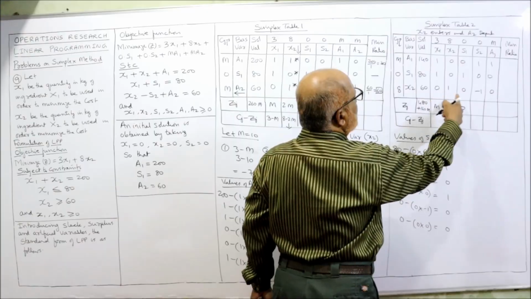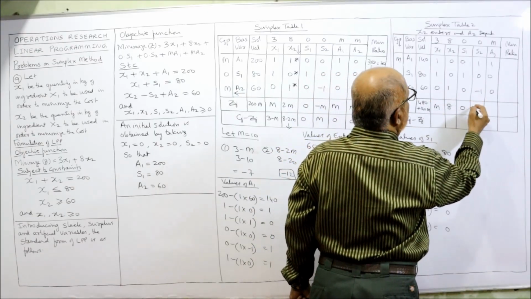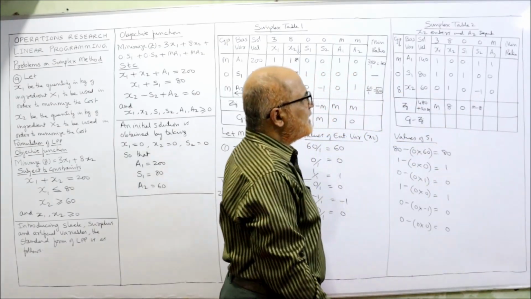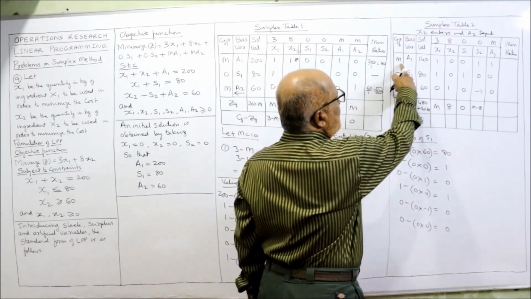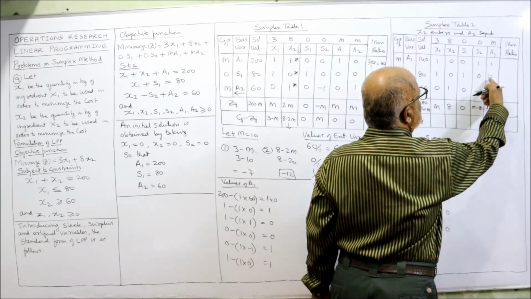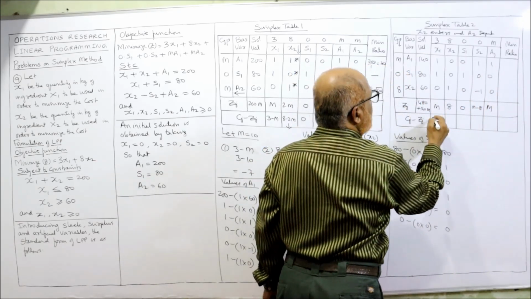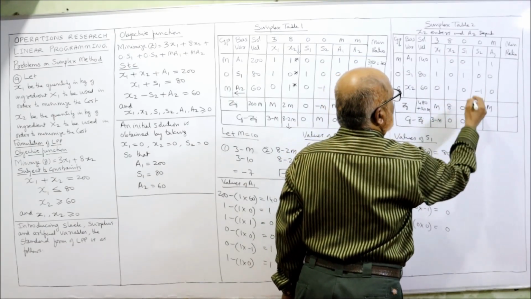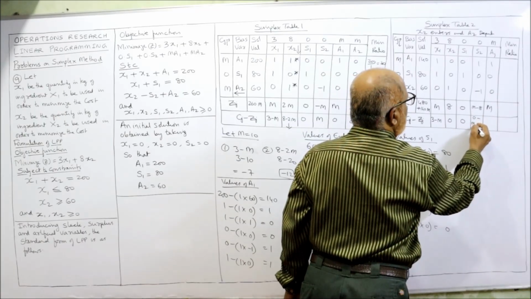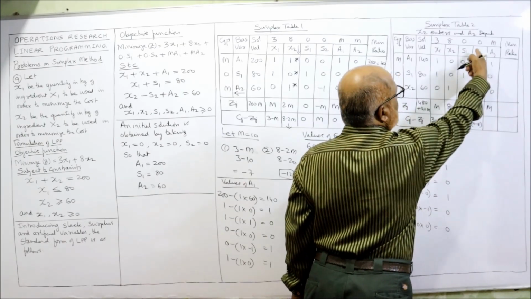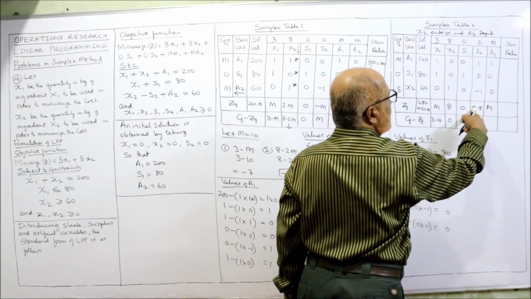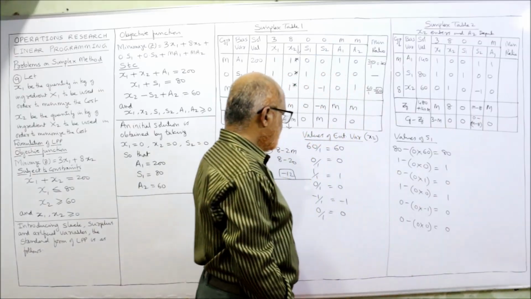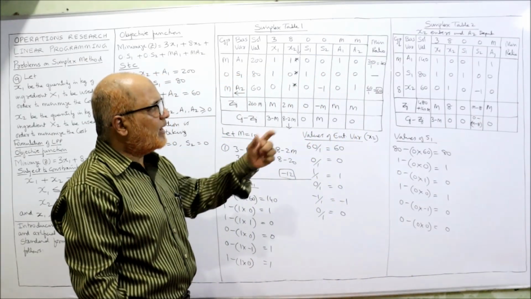Then 0 minus 8. So M minus 8. 8 into minus 1 is minus 8. So M minus 8. M into 1 is M. Remaining 0, 0. Now subtract 3 minus M. Then 8 minus 8, 0. 0 minus 0, 0. 0 minus M minus 8. 0 is the CJ value. ZJ value M minus 8. So 0 minus M minus 8. M minus M is 0. That's all.